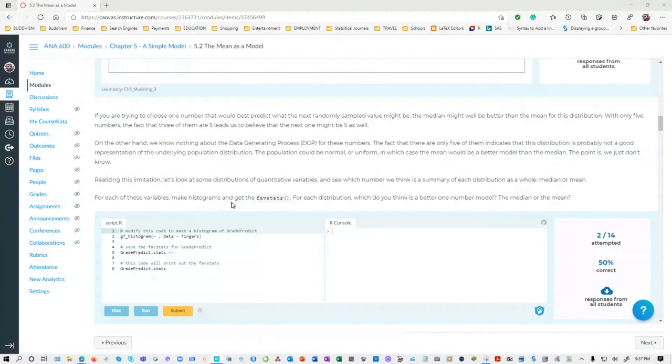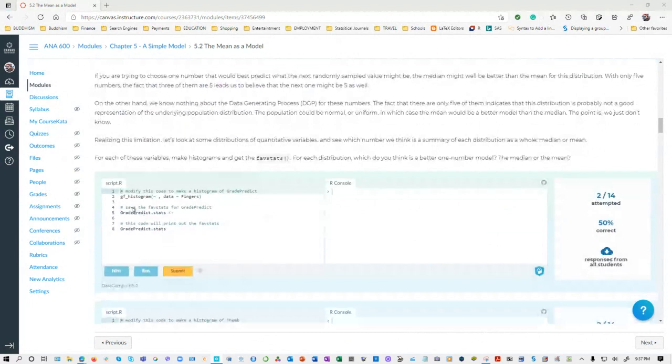For each of these variables, make a histogram and get the favorite statistic. For each distribution, what do you think is a better single number model, the median or the mean?